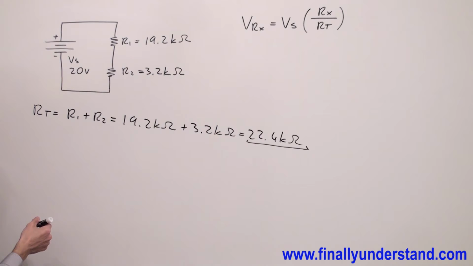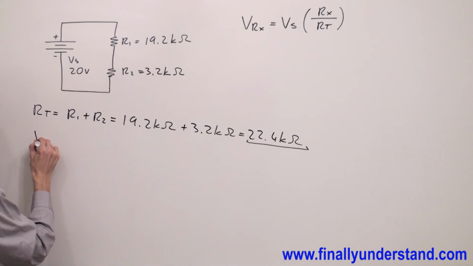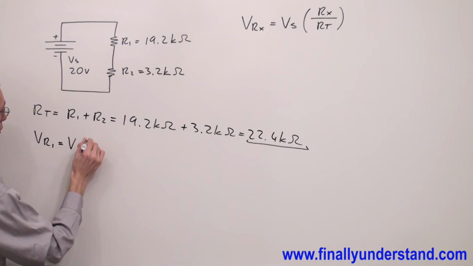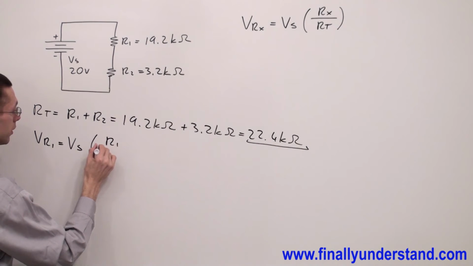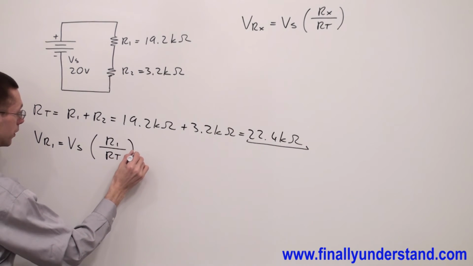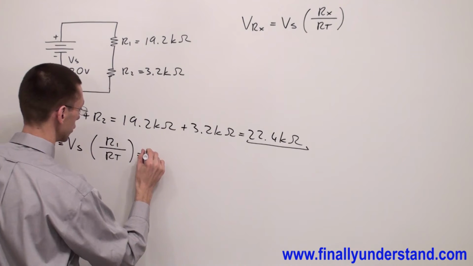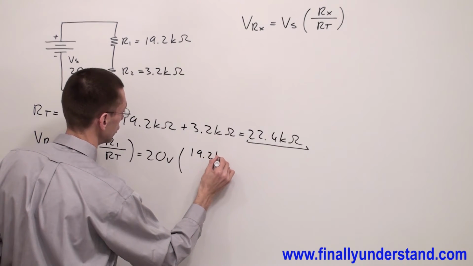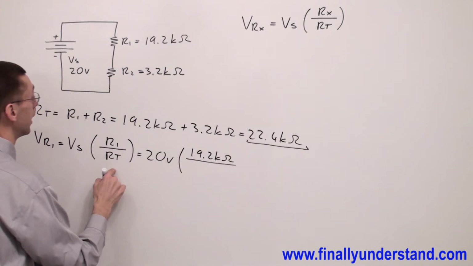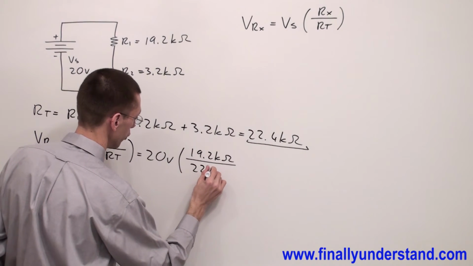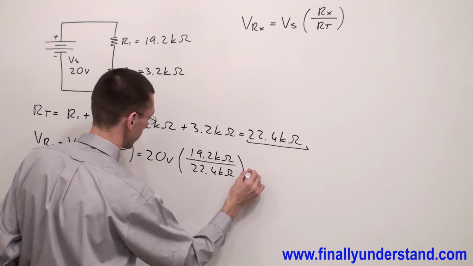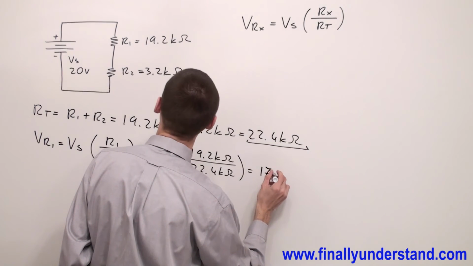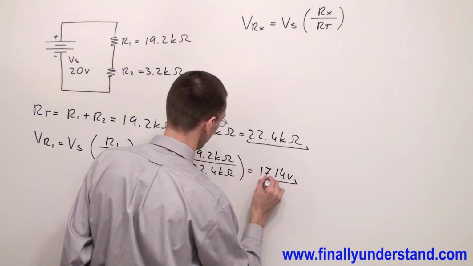Next, I can find the voltage across resistor R1. The formula says V_Rx, in this case my R1, equals the voltage source times R1 over R total, where the voltage source is equal to 20 volts and R1 is equal to 19.2 kilohms over R total, which is equal to 22.4 kilohms. Plug these values into your calculator and you're supposed to obtain 17.14 volts.